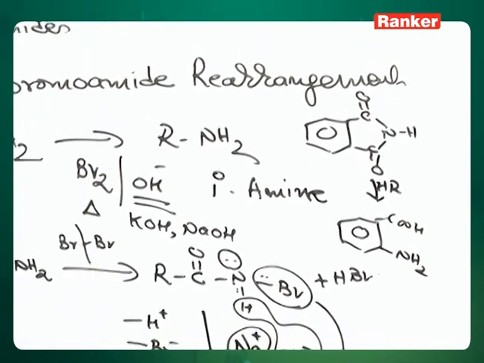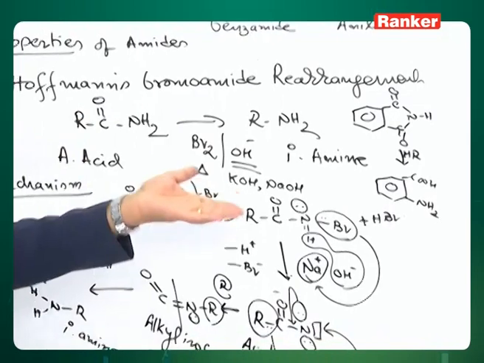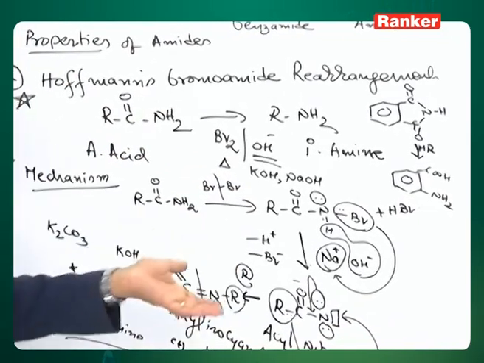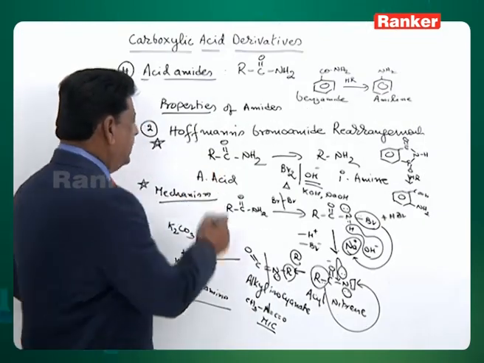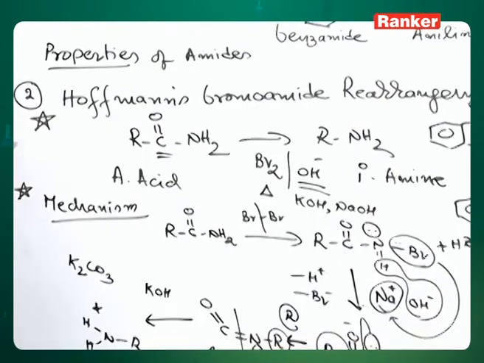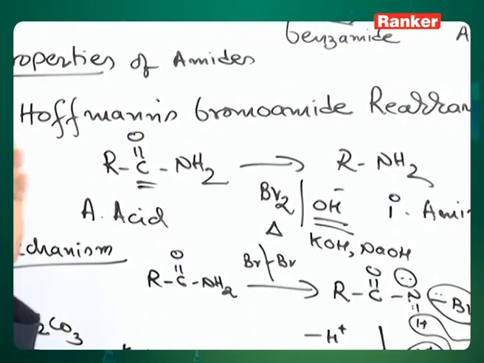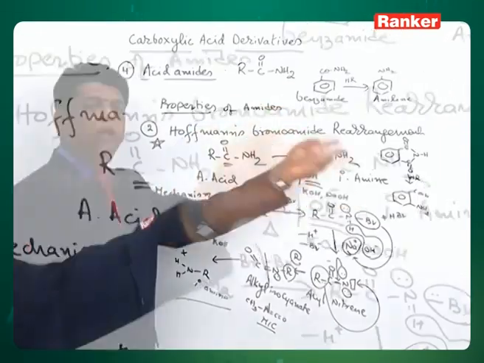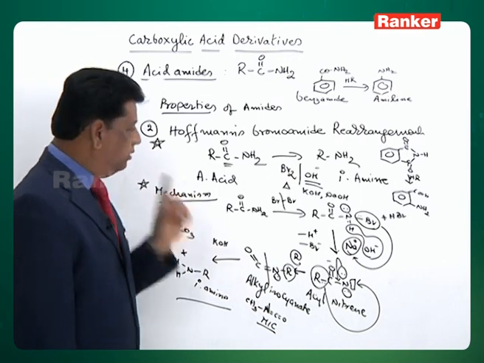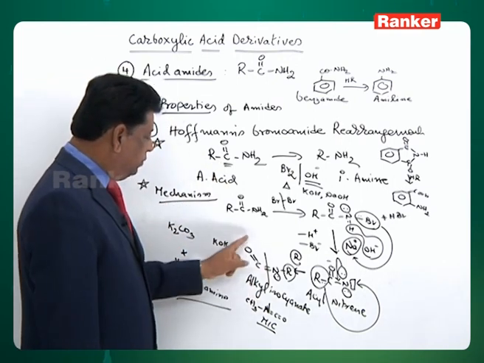Benzamide giving aniline is the aromatic case. In the aliphatic case, acetamide will give methylamine, propanamide will give ethanamine. One carbon less. See, this carbon is missing in the answer. So, whatever long chain you take, let us say pentanoic acid amide, pentanamide will give butylamine. One carbon less amine is going to come. That carbon is liberated as actually CO2.